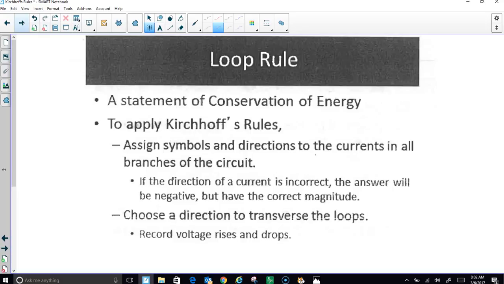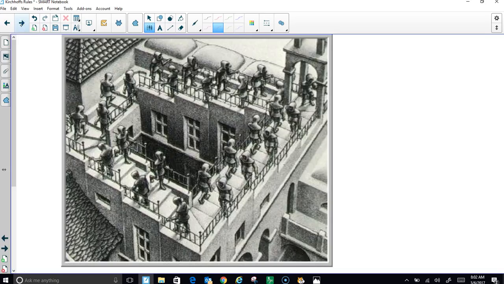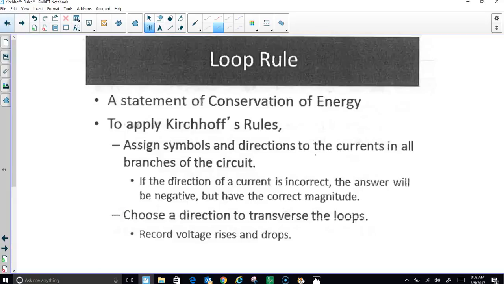This is more of a conservation of energy type thing. So, like I said, let me see if I can get the concept of this to you first. Let's talk about the concept of this first. Loop rule is all about voltage drops or rises.